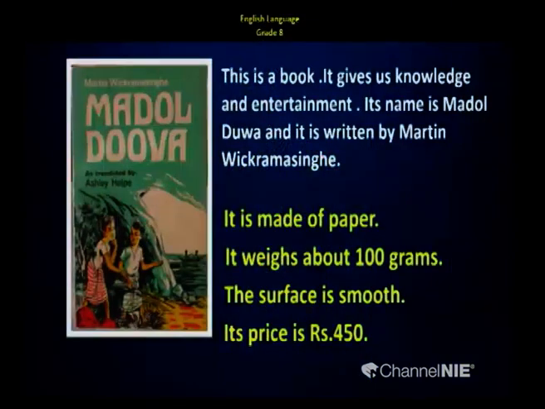Now you know 6 things that you have to say, you have to write when you talk about things. Now look at this picture. What do you see here, Ms. Niranji? There's a book that is one of my favorite books. All right. What is the name of the book? Madolduva. Who wrote the book? It is written by the famous author Martin Wickramasinghe. All right.